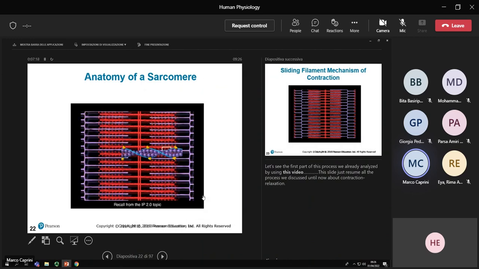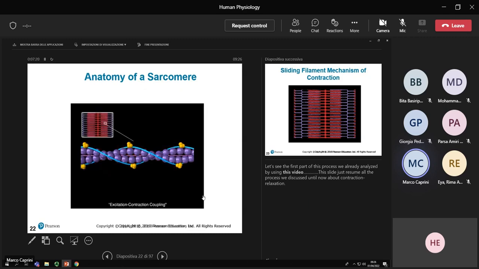Now that we've examined the thick filaments, let's review the structure of the thin filaments. Recall from the IP 2.0 topic, excitation-contraction coupling, that the thin filaments are composed of three types of molecules: actin, tropomyosin, and troponin. The actin molecules form a pair of strands that wind around each other. Each actin molecule has a myosin binding site to which a myosin head can attach. When the muscle is not being stimulated to contract, these binding sites are covered by tropomyosin. However, the myosin binding sites are exposed when calcium ions bind to troponin during excitation-contraction coupling.